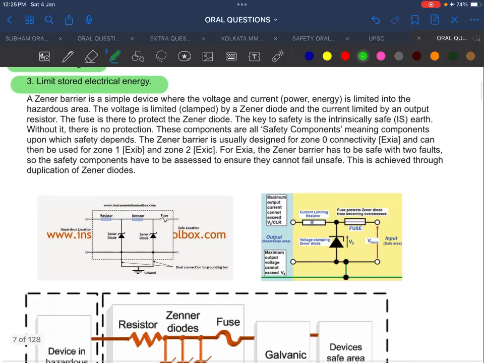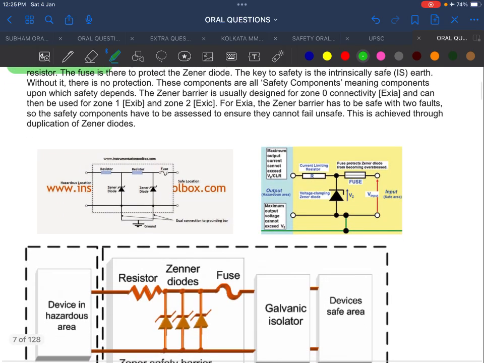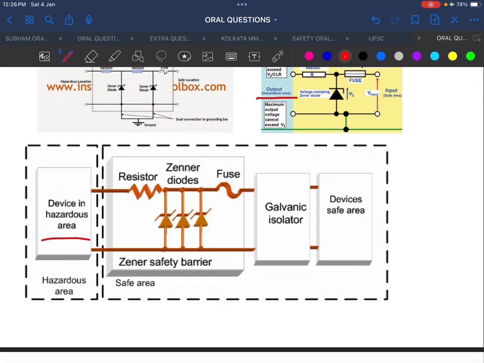The Zener barrier is a simple device where the voltage and current are limited going into the hazardous area. So we can limit this voltage and current, and how we do it is like this. This is the Zener diode circuit. You can see here the output to the hazardous area, and here the device in the hazardous area.